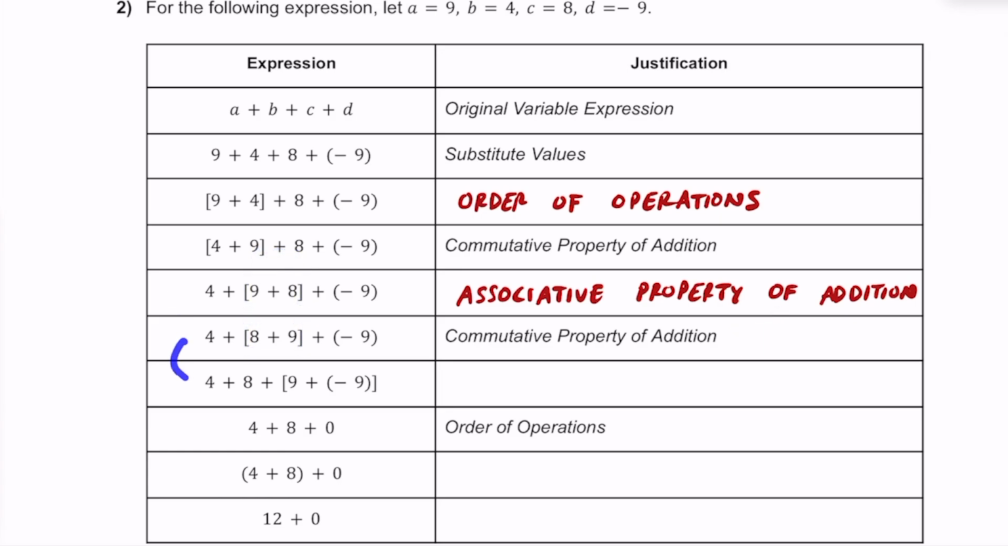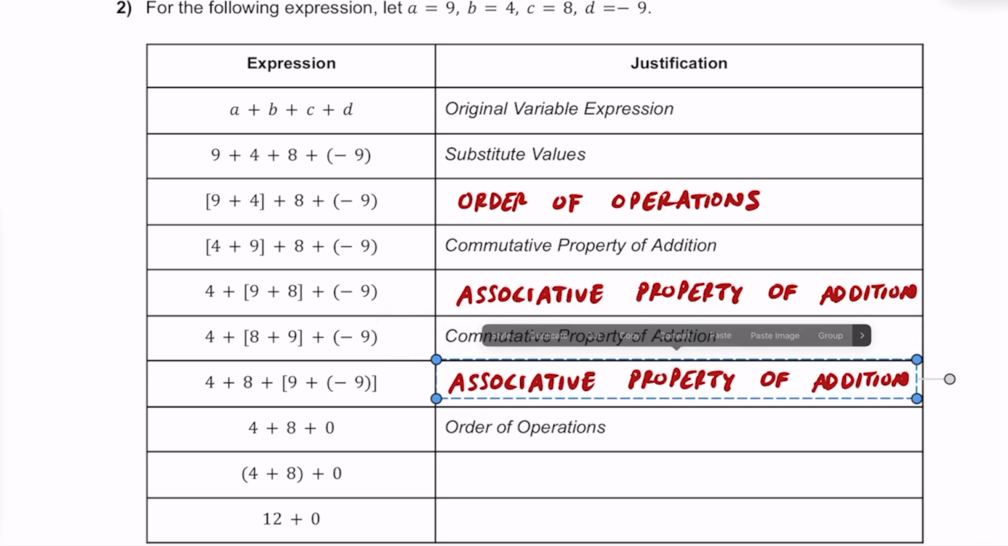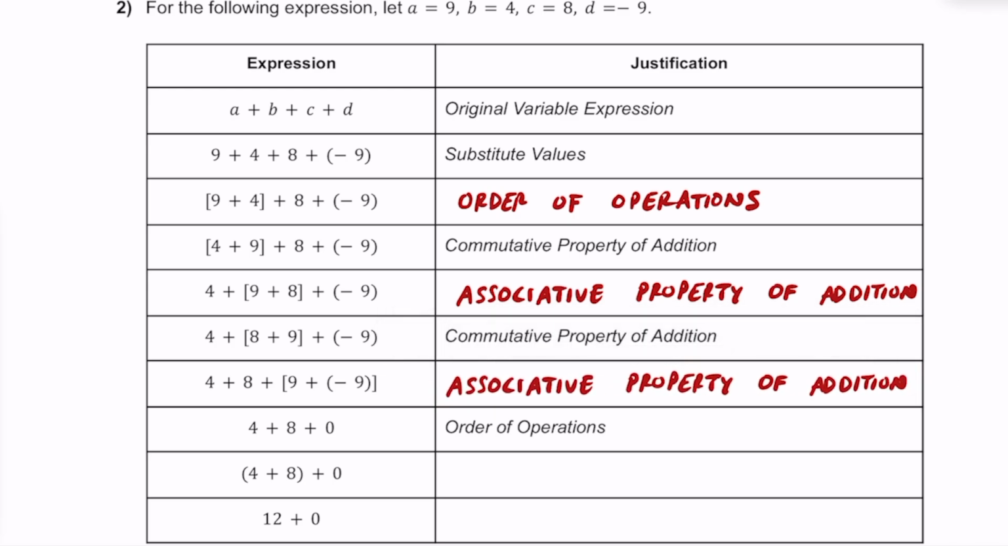Now how do we get from this line to the next line? Looks like everything's staying the same except for this 8 plus 9 in brackets here. The brackets moved over, so it's around the 9 plus -9. So what's that called when we change the grouping? That's called the associative property of addition. We just said that earlier, so we just use that property again. So feel free to go ahead and just write that again.